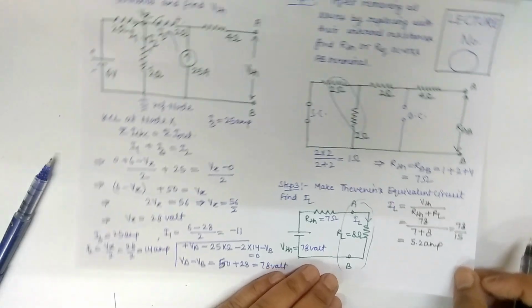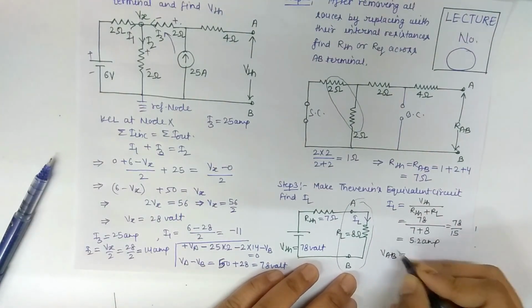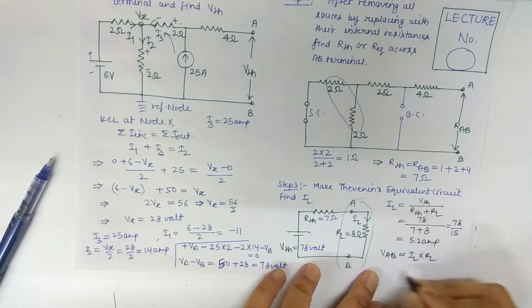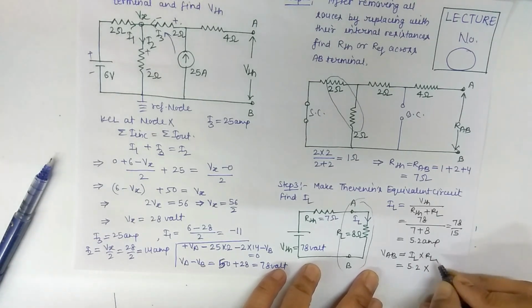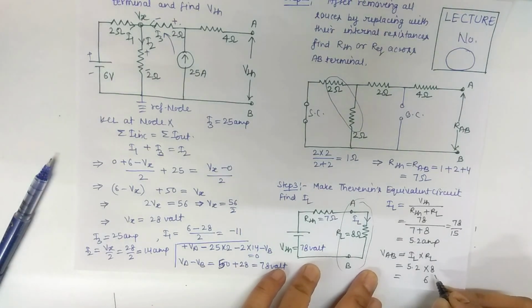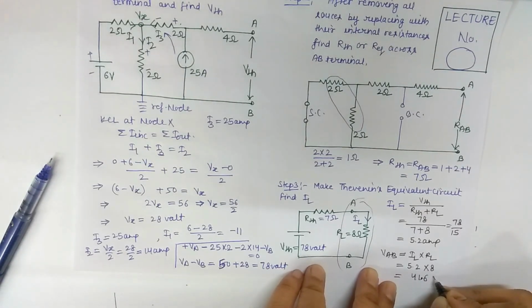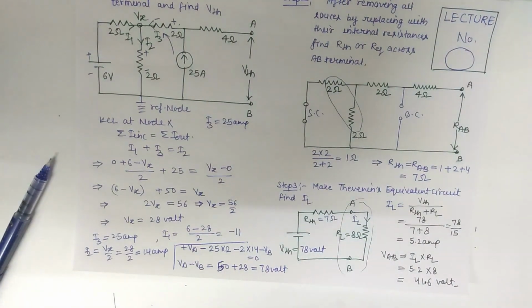When we know the value of IL, we apply voltage across these two terminals. So VAB is basically IL into RL. The value of IL is 5.2 and the value of RL is 8. So it would be 8 twos are 16, and 8 fives are 40, plus 1, that is 41.6 volt. In this way we find VAB of the given circuit.